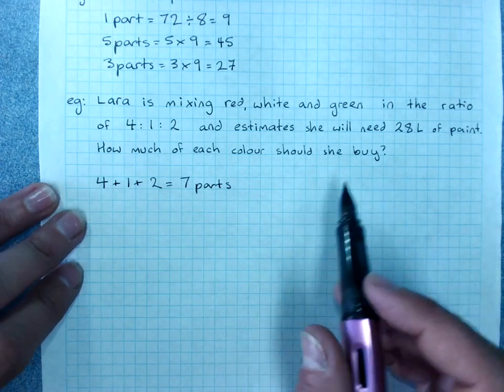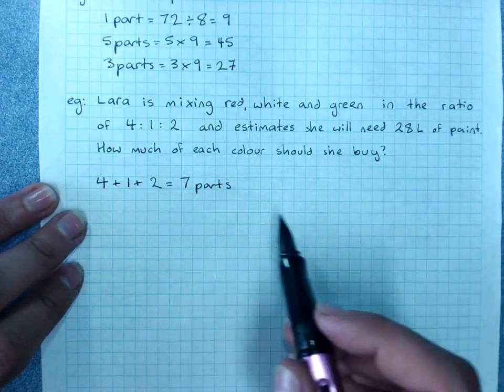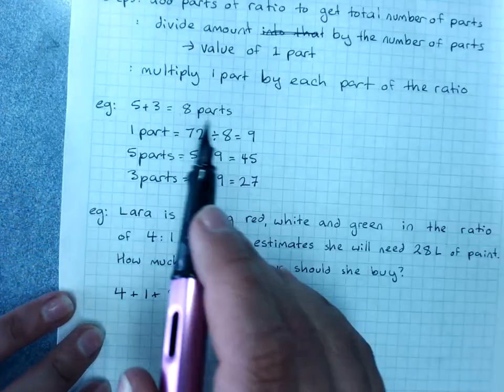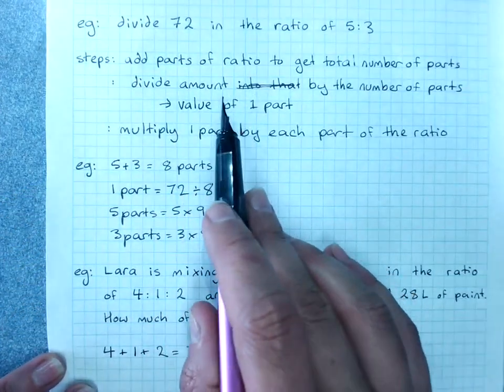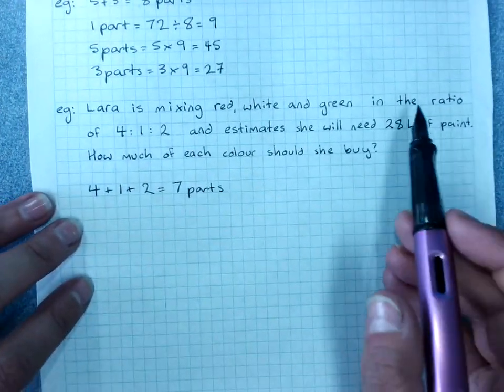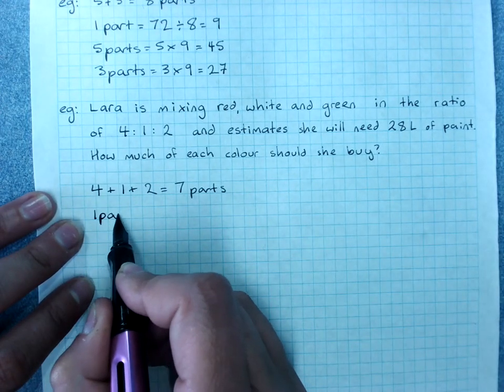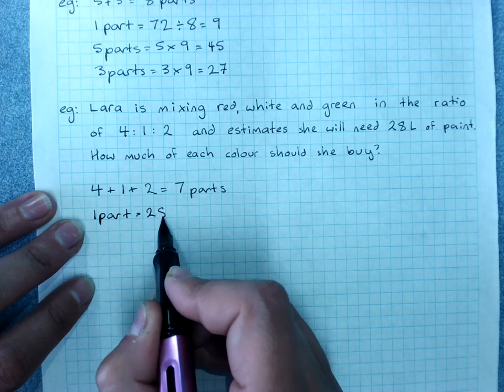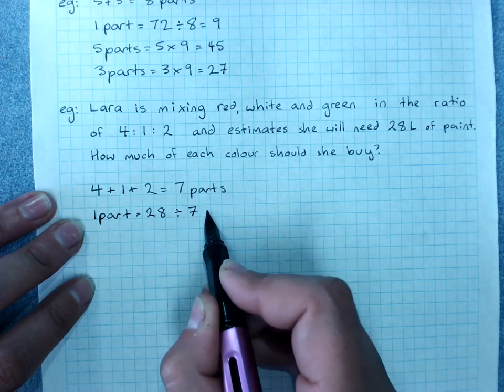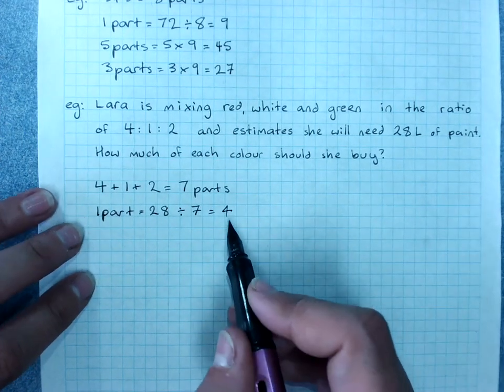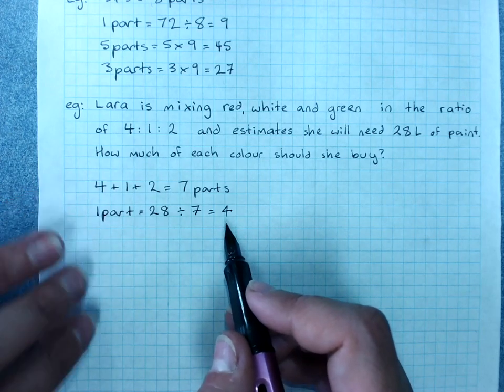And we need to find out how many litres each part is. That's all right. So divide the amount by the number of parts. We need 28 litres of paint. So to get 1 part, 28 divided by 7, and that's 4. So 4 litres is 1 part of paint.